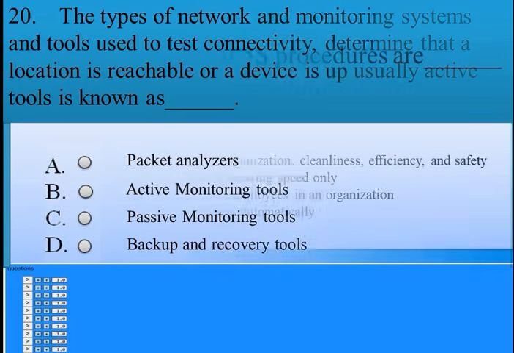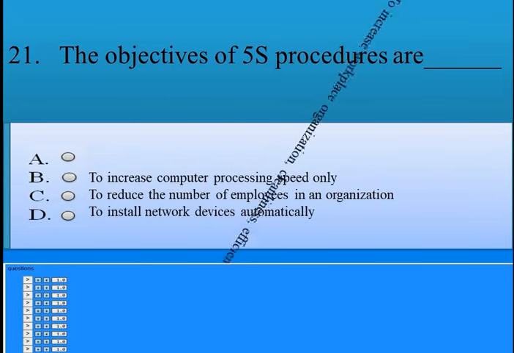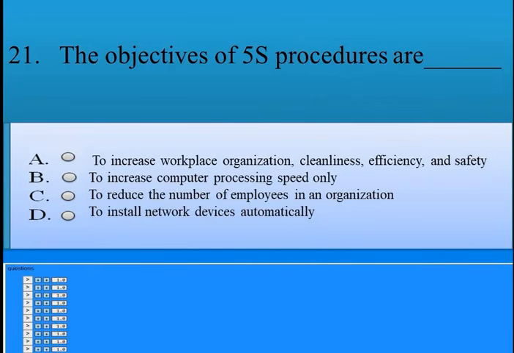Question number 21. The objectives of the 5S procedure are dash. A, to encourage workplace organization, cleanliness, efficiency, and safety. B, to increase computer processing speed only. C, to reduce the number of employees in the organization. D, to install network devices automatically. The correct answer is A, to encourage workplace organization, cleanliness, efficiency, and the safety of the workplace.